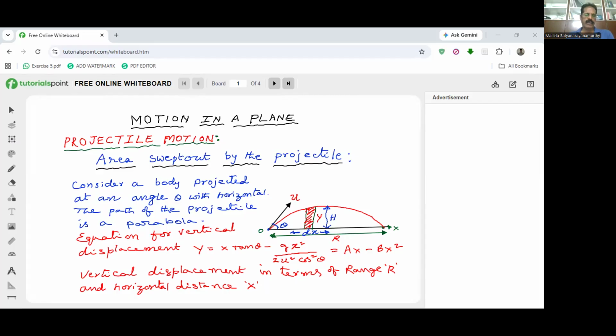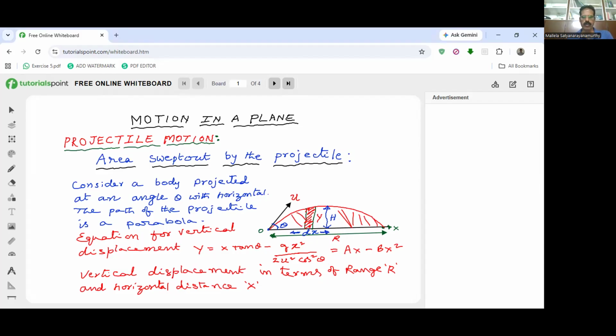So the equation of the vertical displacement is given by y is equal to x tan theta minus g x square by 2u square cos square theta, which can be written as ax minus bx square, where a is tan theta and b is g by 2u square cos square theta. So this is the equation of the parabola. I want to find out the area swept out by this parabola.